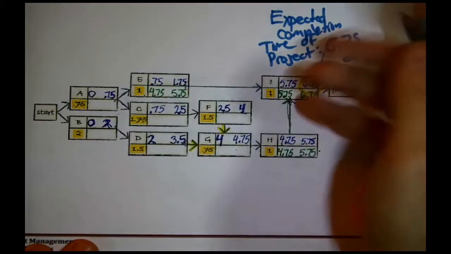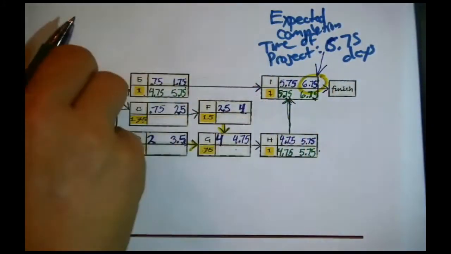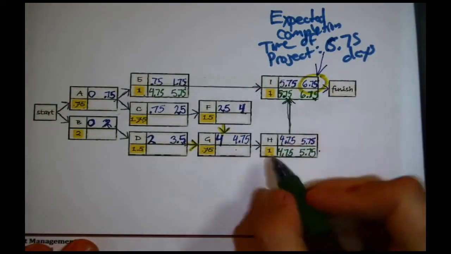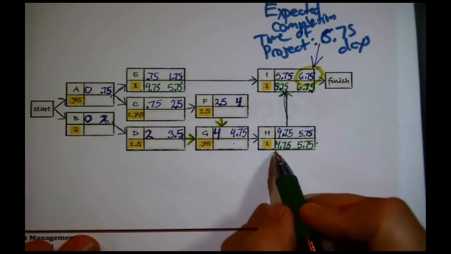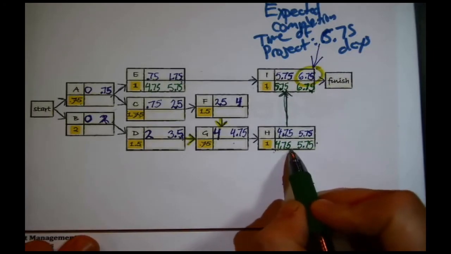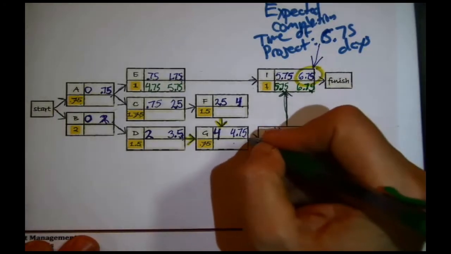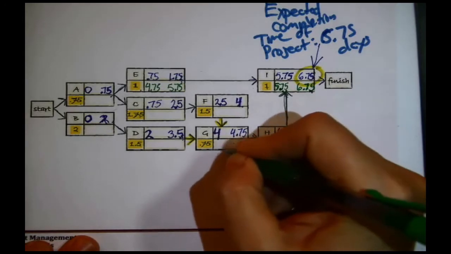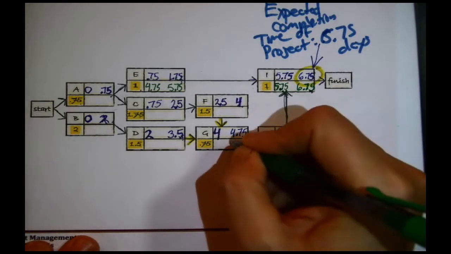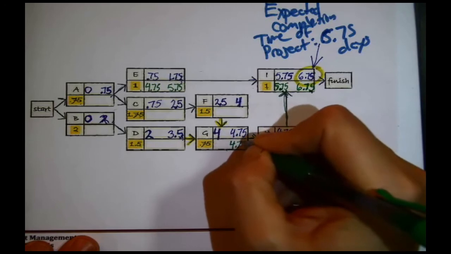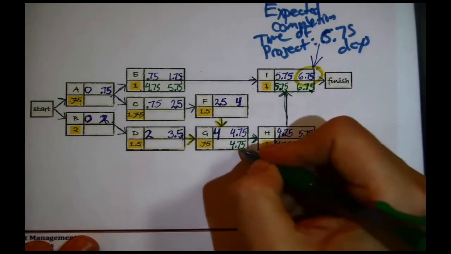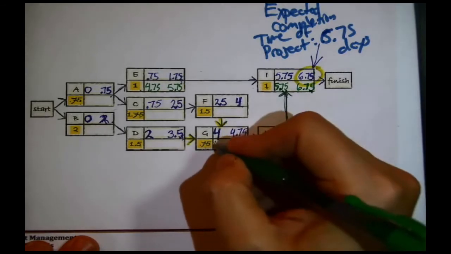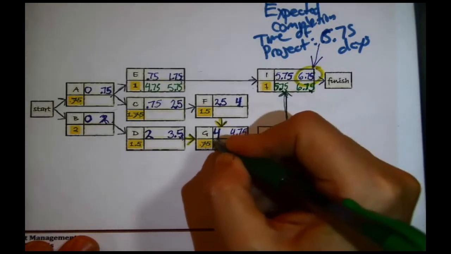Now we keep working our way back through the network. For instance, down here we've just now discovered that H has to start at the latest in 4.75 days. It can't start, follow the arrow back, until G finishes. That's its new deadline. It has to finish at the latest in 4.75 days. 4.75 minus 0.75 is 4. Its late start time is 4.